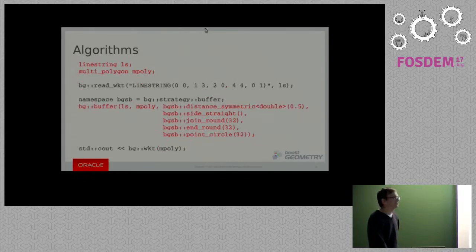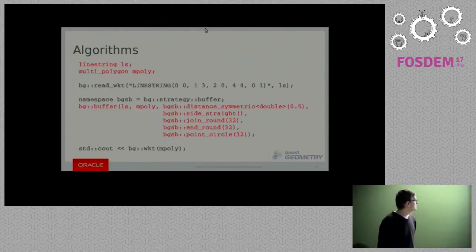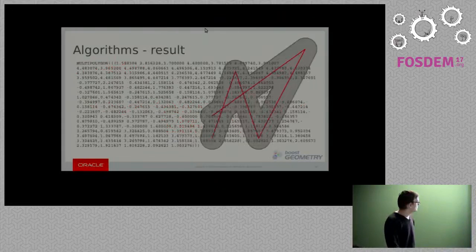Next algorithm, a buffer. As you can see here, the algorithm not only takes input and output geometries, but also additional arguments. In this case, these are the arguments defining how the buffer should be calculated. So it will be a symmetric buffer of a line string, and the output geometry will be a multi-polygon. It's quite longer.